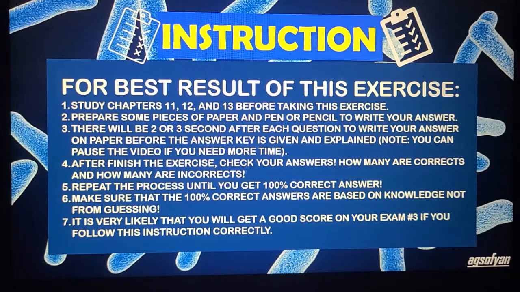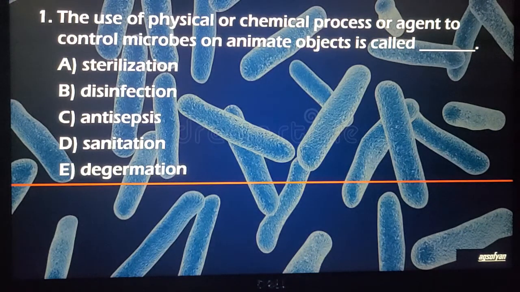Okay, so we will start with the first question. Question number 1. The use of physical and chemical process or agents to control microbes on animate object is called A. Sterilization, B. Disinfection, C. Antisepsis, D. Sanitation, or E. Degermation. Choose your answer.